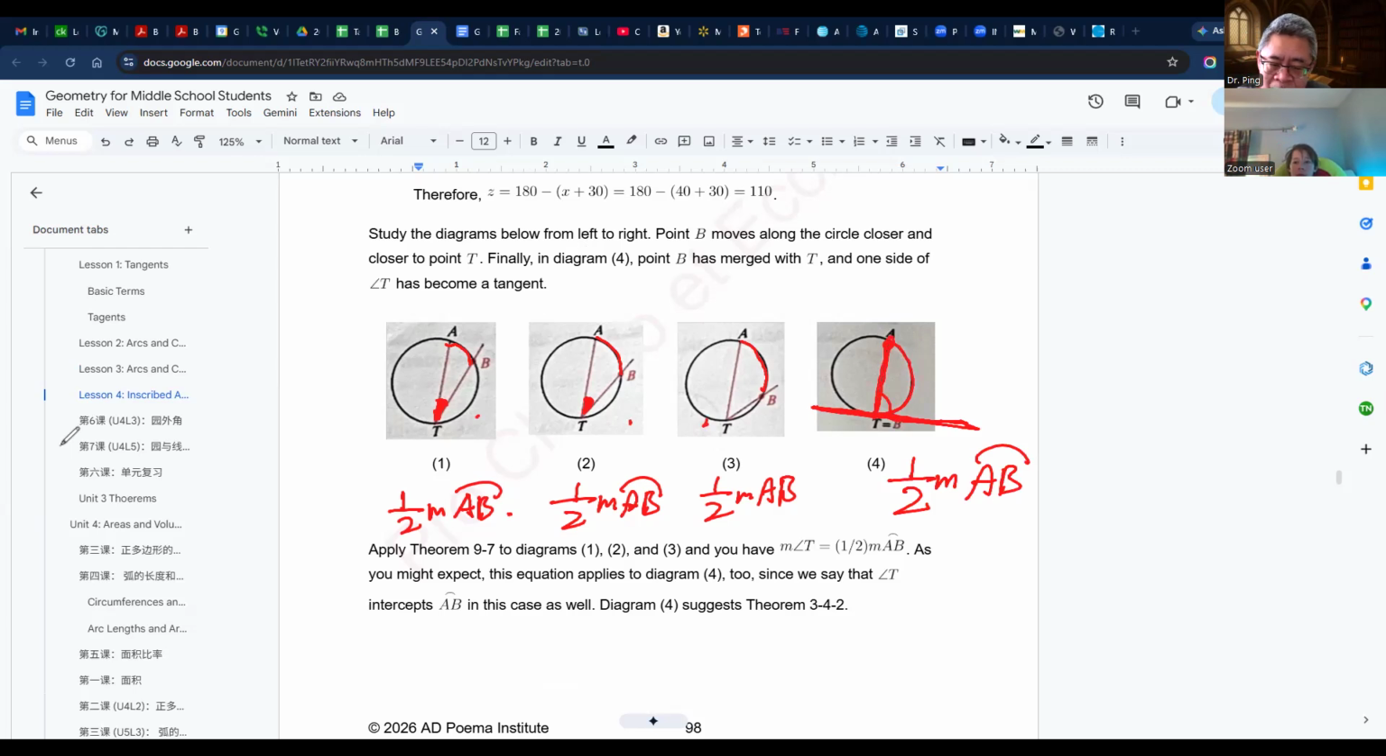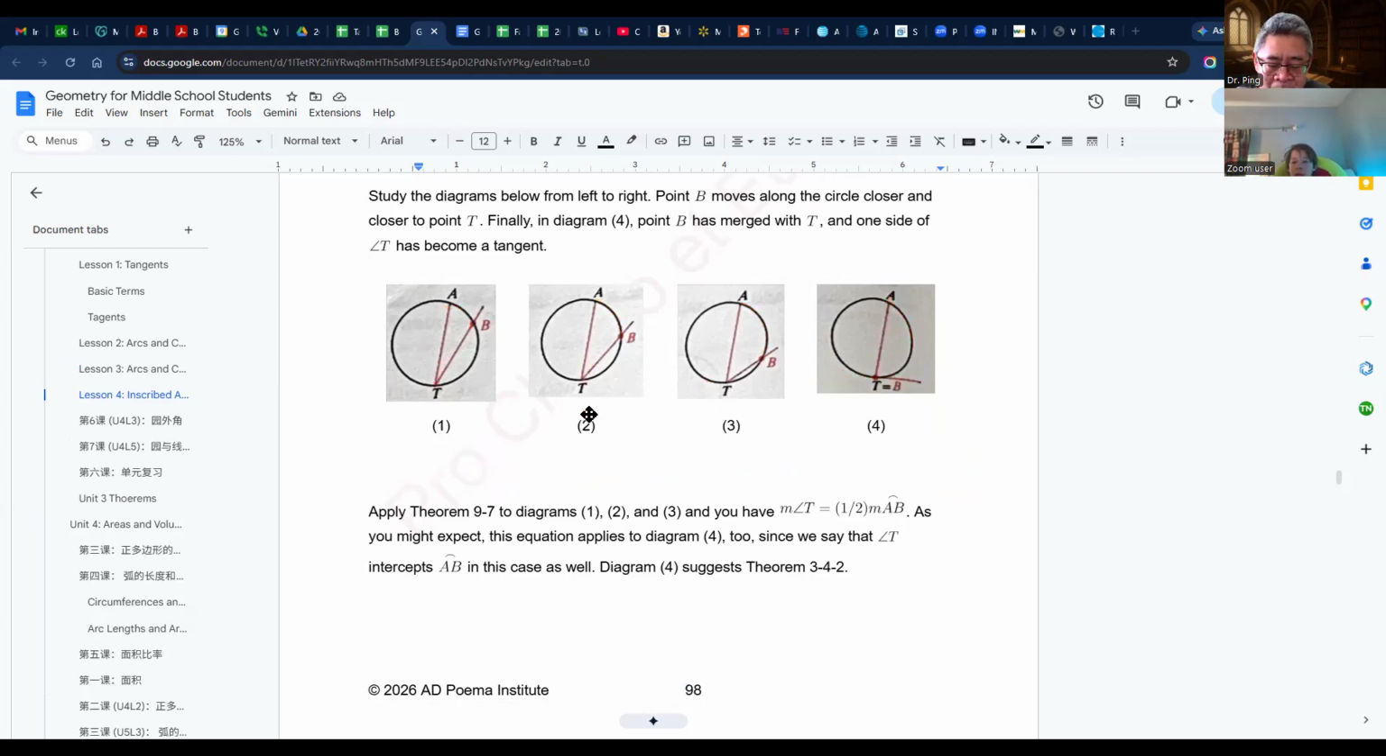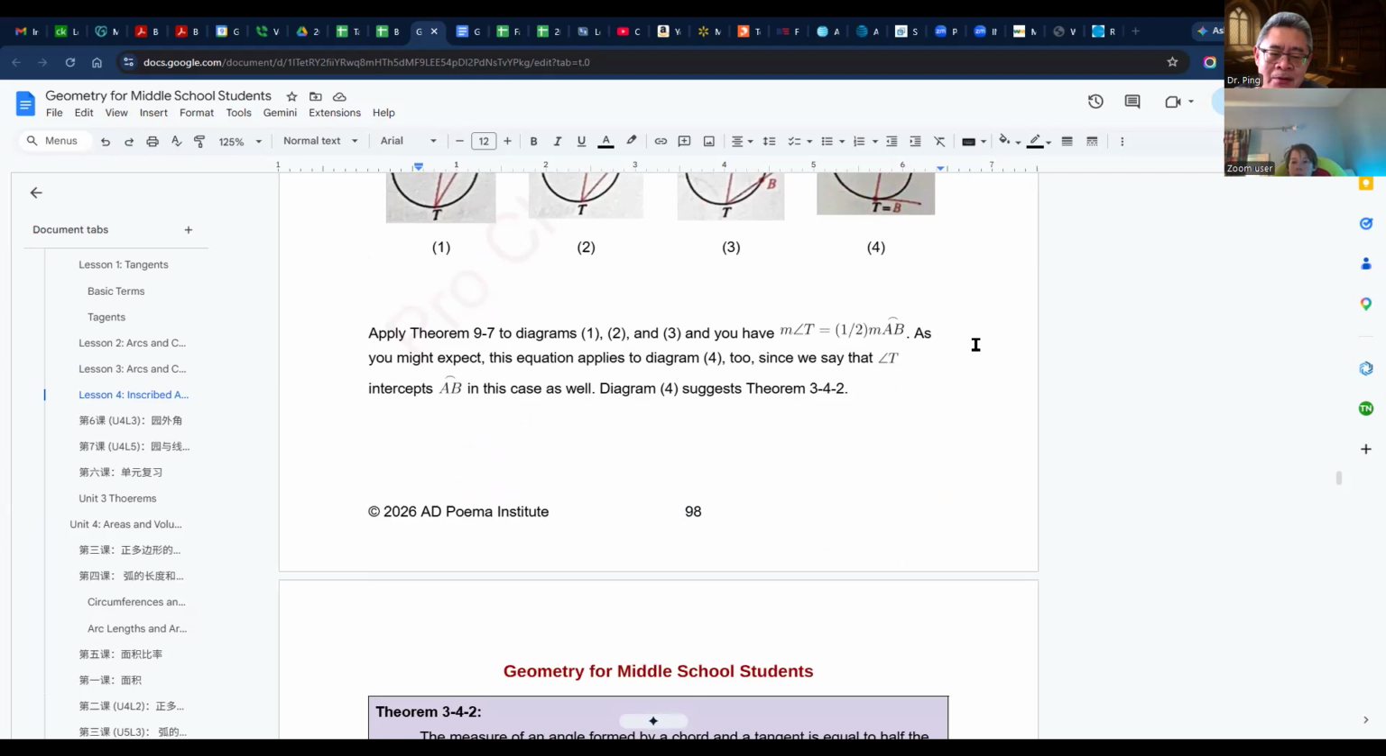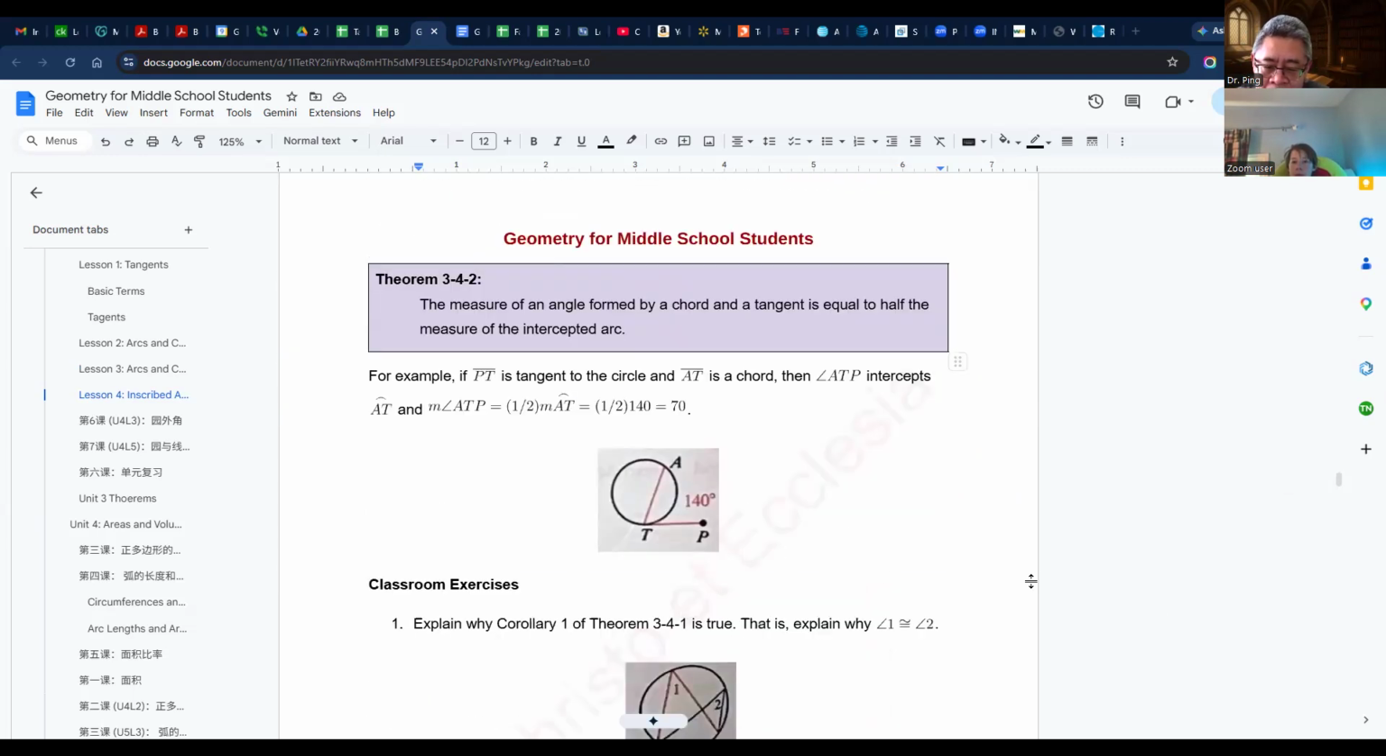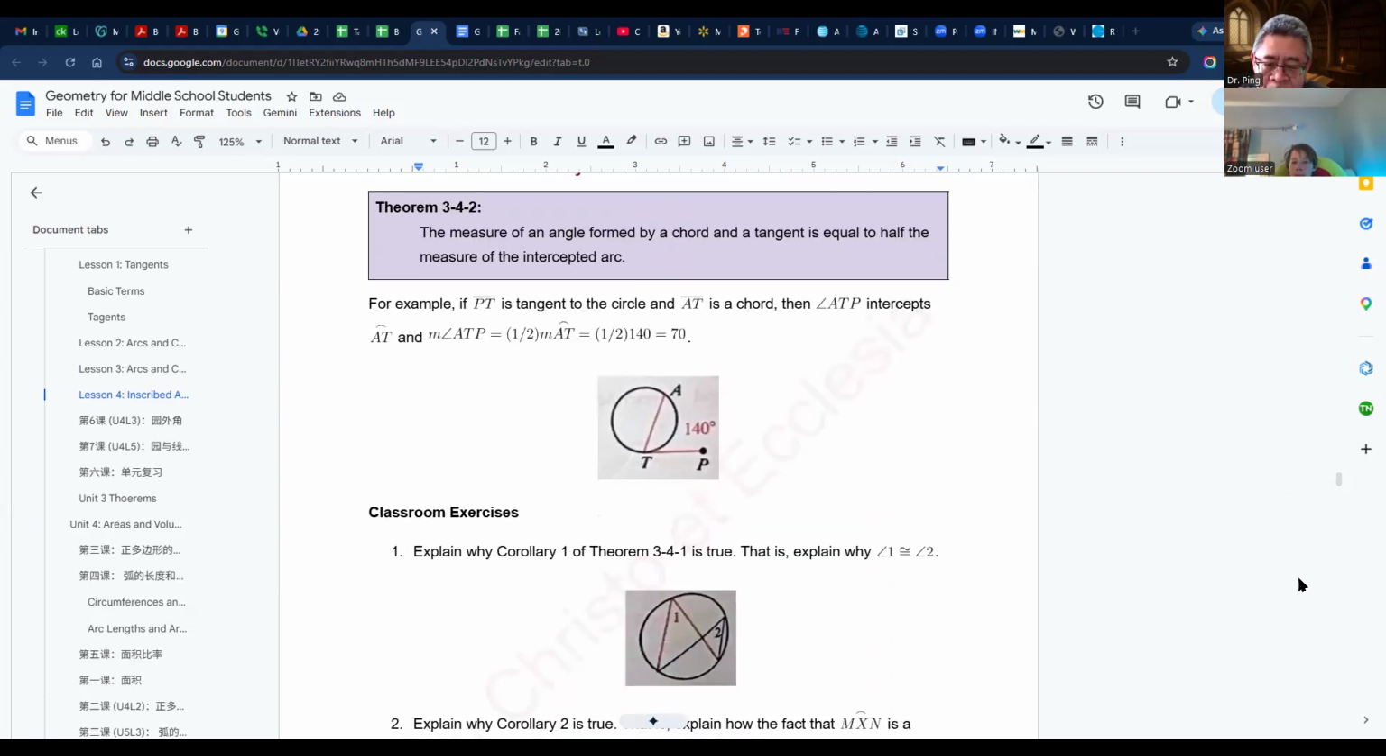So our first theorem can extend to this extreme, the arc. Now for example, if PT is tangent to the circle, which is PT here, and AT is a chord, and this arc is 140, then this angle will be half of that, half of 140. So that gives us 70. Good.